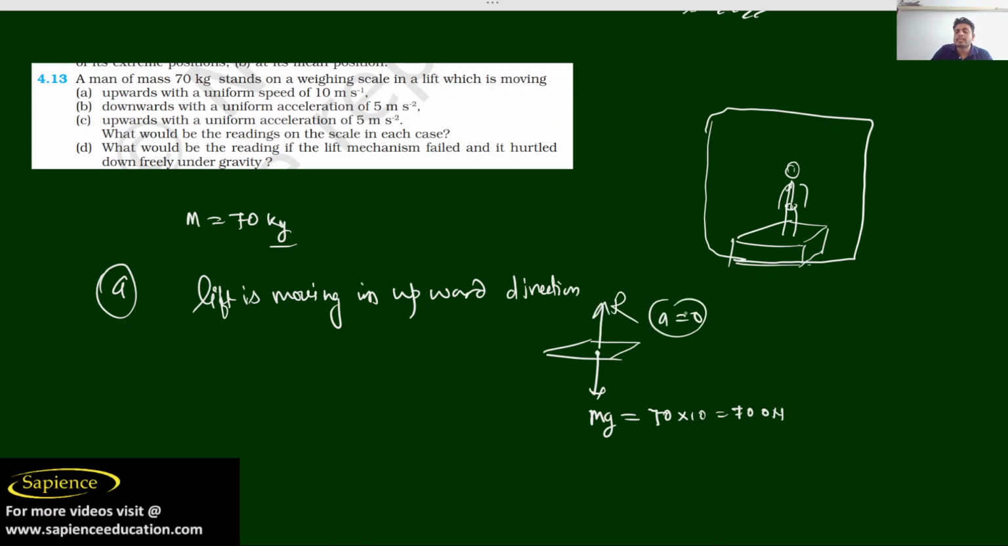Since acceleration is 0 in this case, because velocity is constant, we can write reaction force is equal to mg, as the reaction force is the reading on the weighing scale. So reaction force is equal to weight, which is 700 Newton. If I talk about mass, the reading you can take only as a mass, so there is no need to take the gravitational acceleration into account. So this will be 70 kg only.